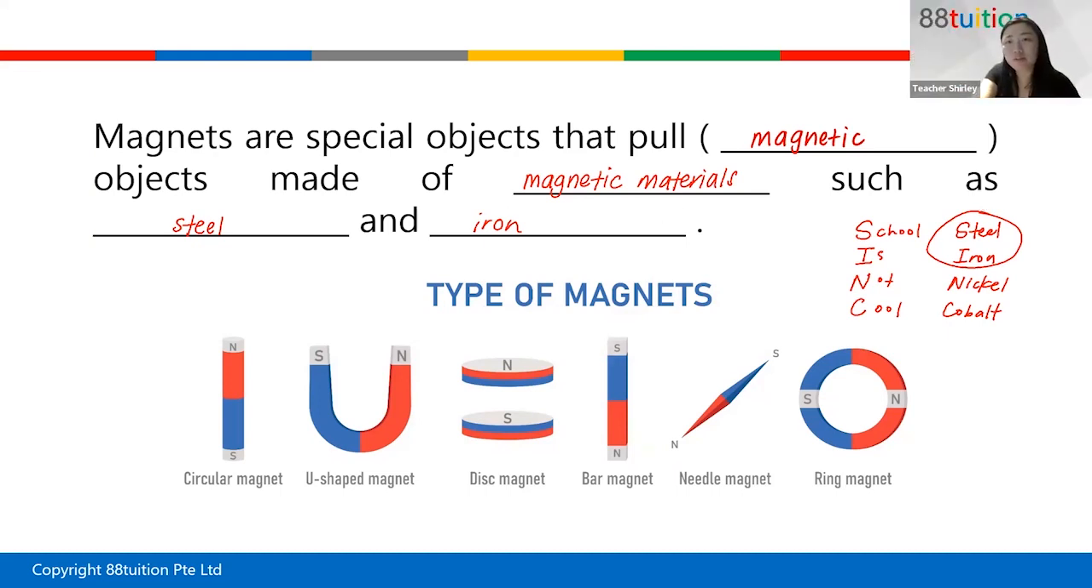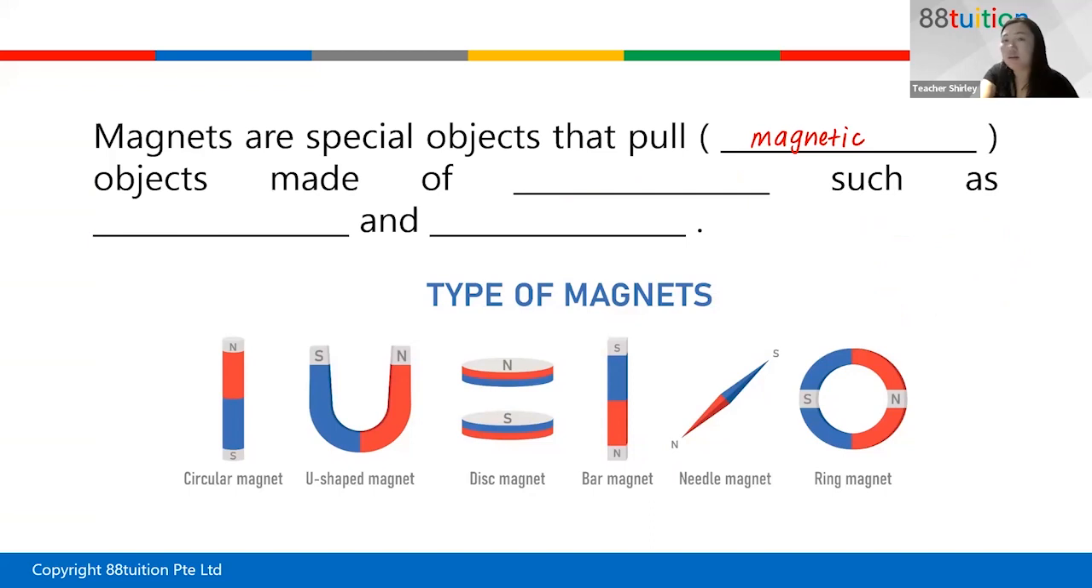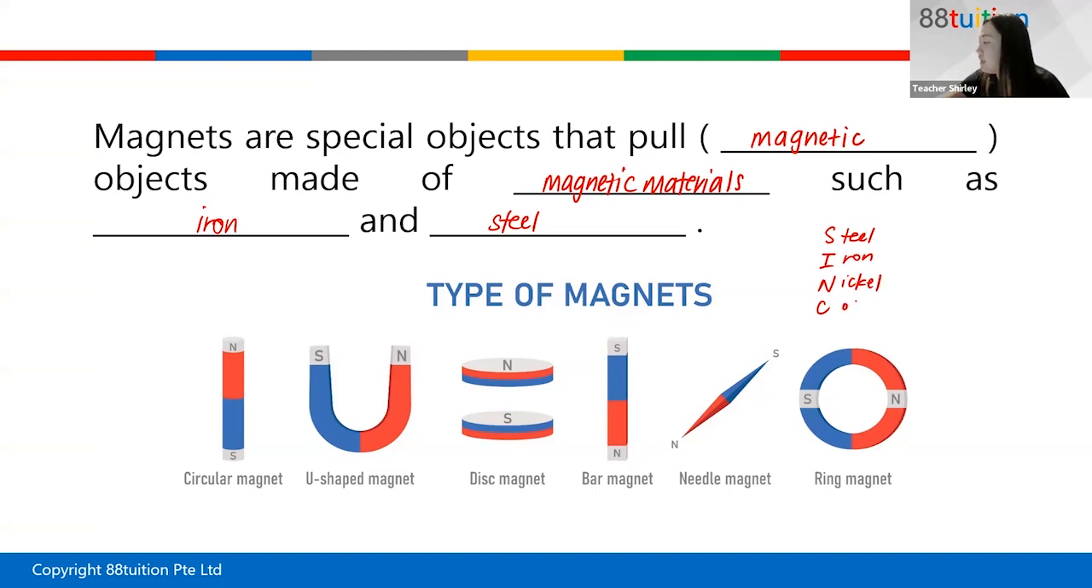Wait, why is it not showing on the screen? Let me write it down again. Magnetic materials such as iron and steel. So it's steel, iron, nickel, cobalt, and these are the ones.